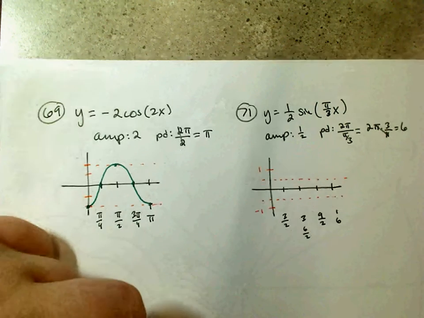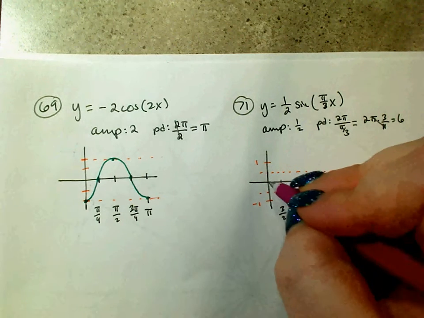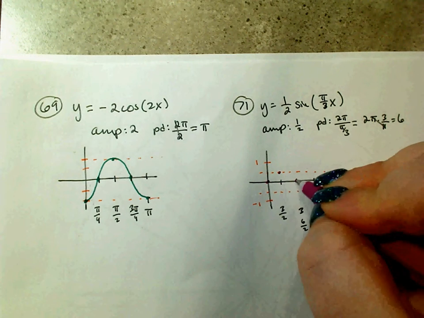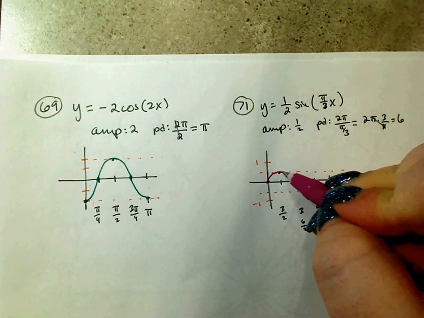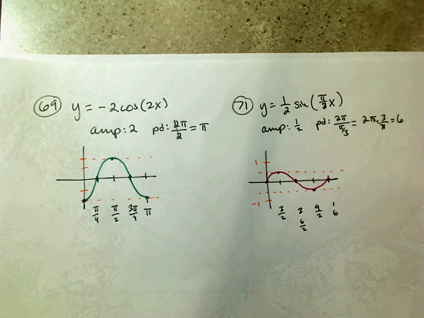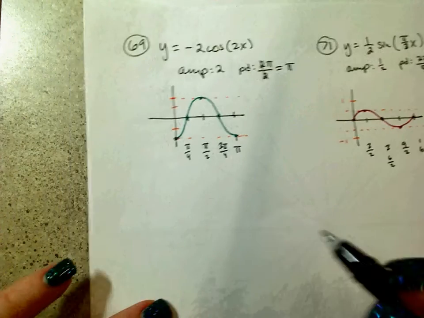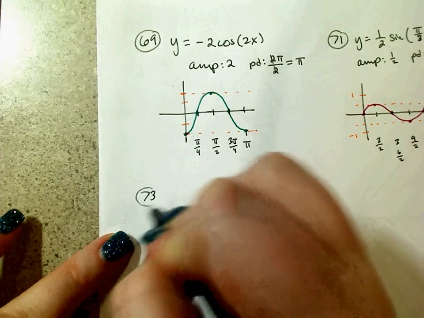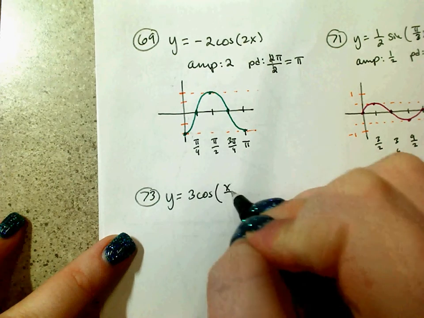It is a sine wave, and sine starts at the midline and then goes up. Midline, minimum, midline. So this is a sine wave, period of 6, an amplitude of 1/2. Okay, 73. 73 is y equals 3 cosine of x over 3.